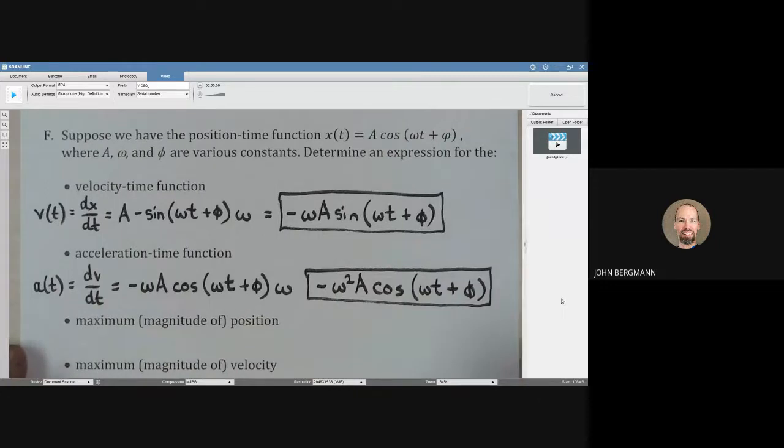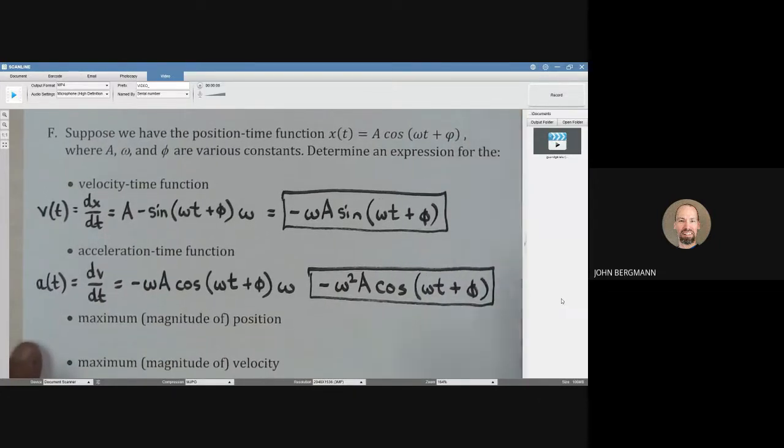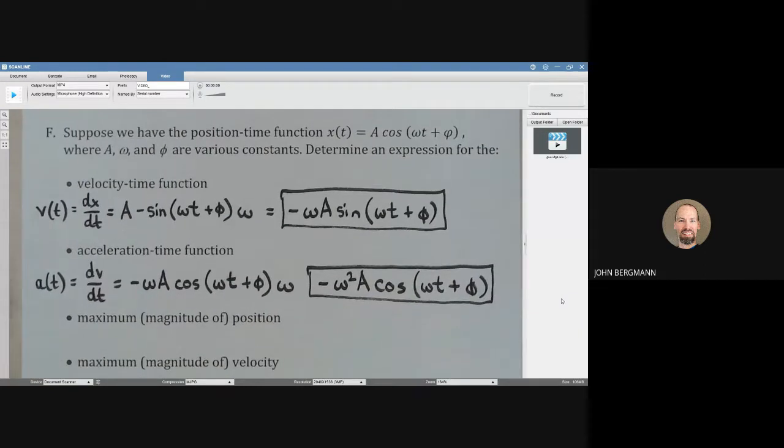As I mentioned earlier, these three equations are actual equations that we will meet and use when we get to simple harmonic motion. But that's a story for another day. Let's answer these questions. These are pretty easy, aren't they?